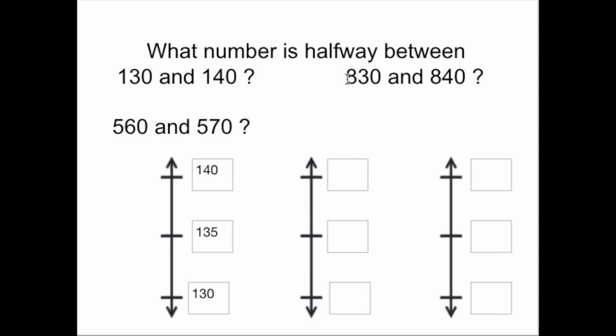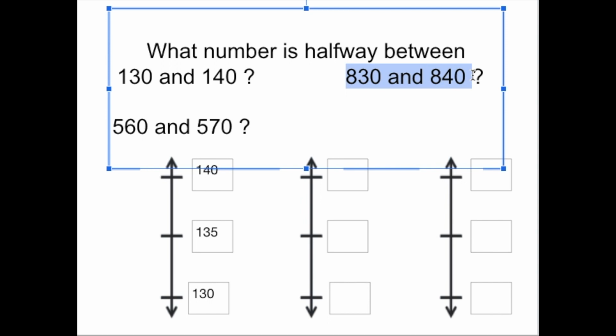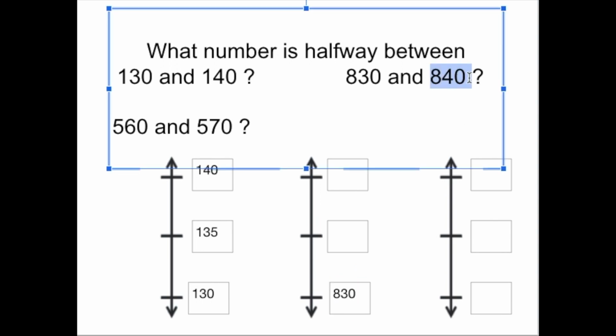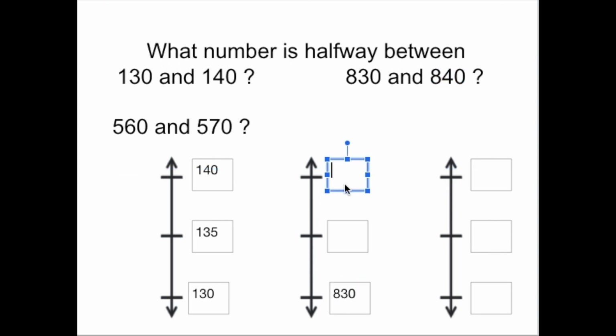Next example. What number is halfway between 830 and 840? 830 is the smaller number that goes on the bottom. 840 is the larger number that goes on top. Right in the middle, if I start at 830 and I go up to 840, I will stop at the middle at 835.